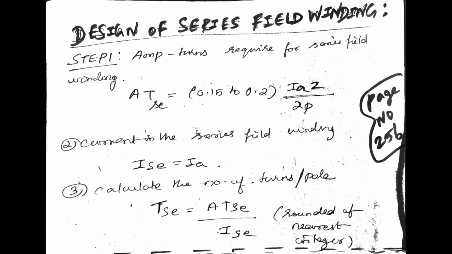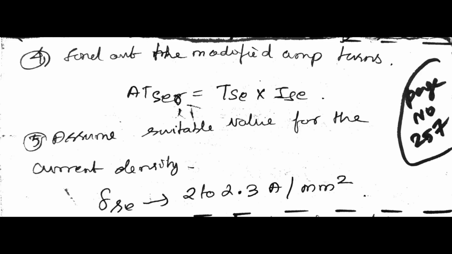Third, calculate the number of turns per pole. TSC is equal to ATSC divided by ISC, rounded to the nearest integer. Continuation of design of series field winding. Fourth, find out the modified ampere turns. AT series is equal to T series into I series. Fifth, assume a suitable value for the current density. Del series is equal to 2 to 2.3 A per millimeter square.